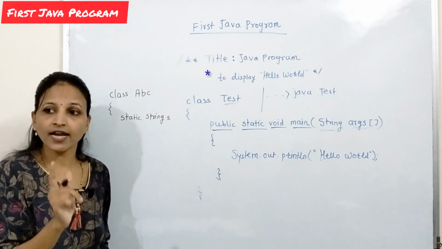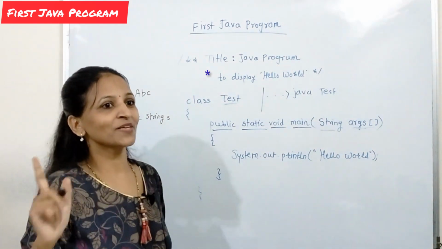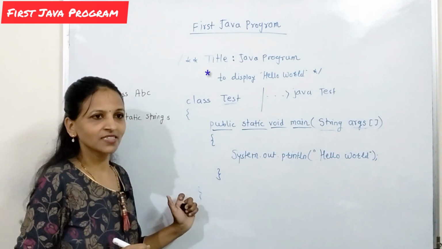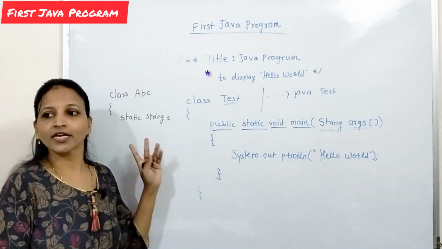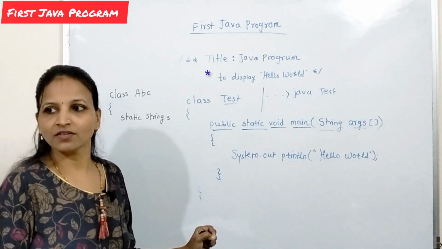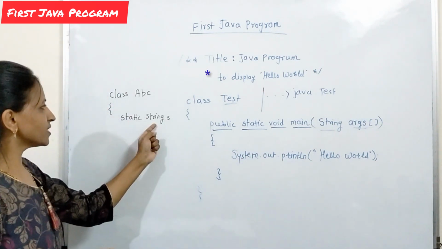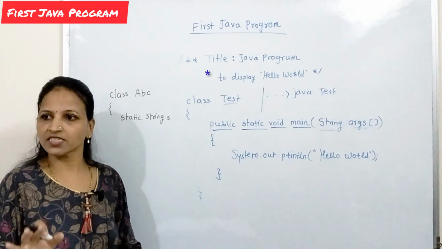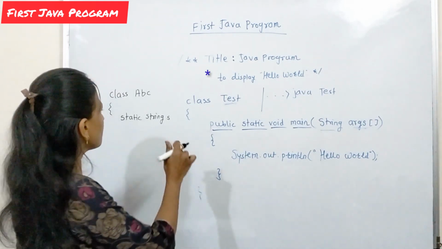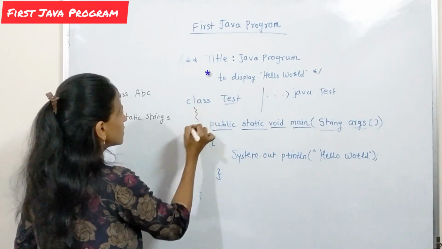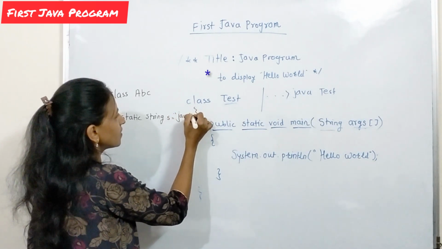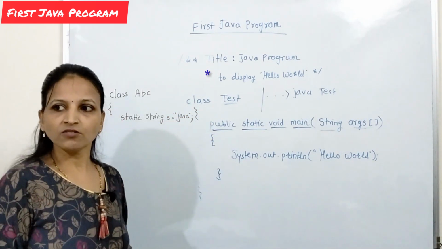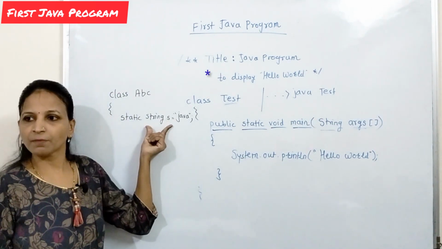We can write data members as well as methods both in a class, that is a collection of data and functionality together. Here we can declare any static member. Now here, static string S is equal to, we can assign an initial value also. Let me assign it equal to "Java" and give a semicolon.